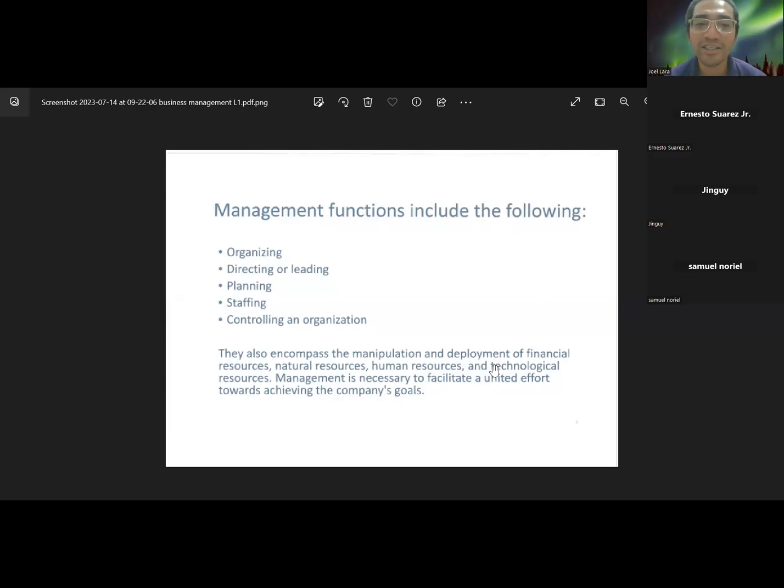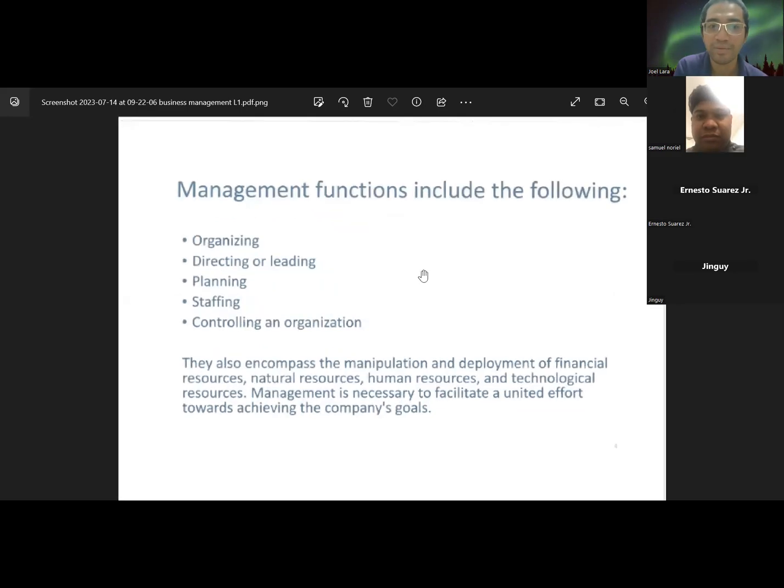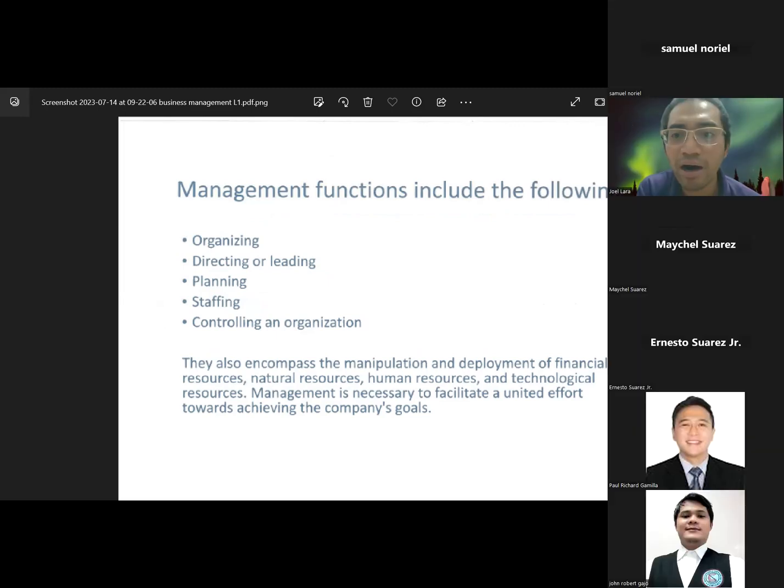Moving on, can you see on your screen management functions, including the following? All right. Management functions include the following: organizing, directing or leading, planning, staffing, controlling of an organization. Directing and leading, pagdidirect mo doon sa gagawin nyo in a full day. Are you a manager right now, Robert? Or have you been a manager before?